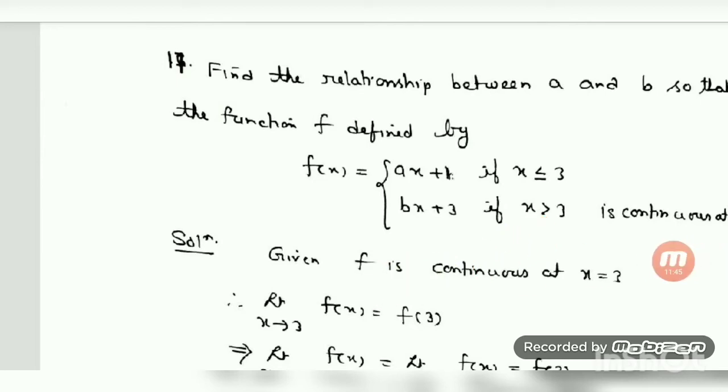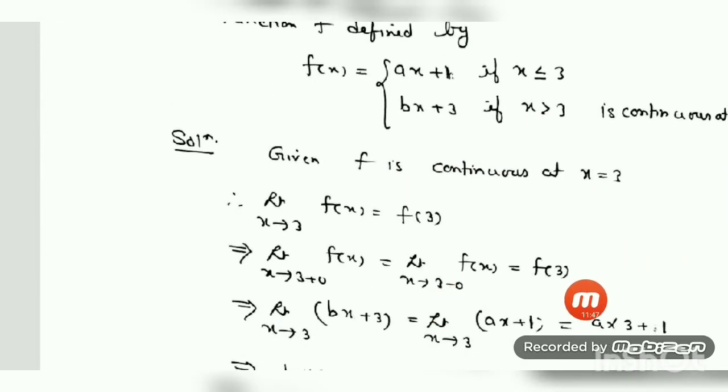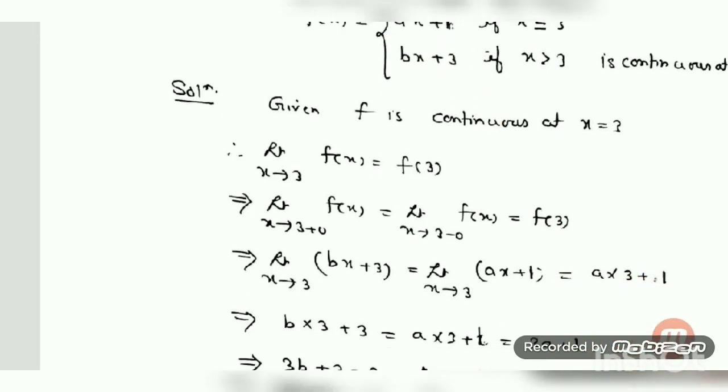That's why we have to do the left hand limit and right hand limit separately. Then let us substitute the values. Limit x tends to 3 plus 0: the function is defined by bx plus 3. For 3 minus 0 it is defined by ax plus 1. And for f(3) it is a into 3 plus 1. So I have substituted the limit.